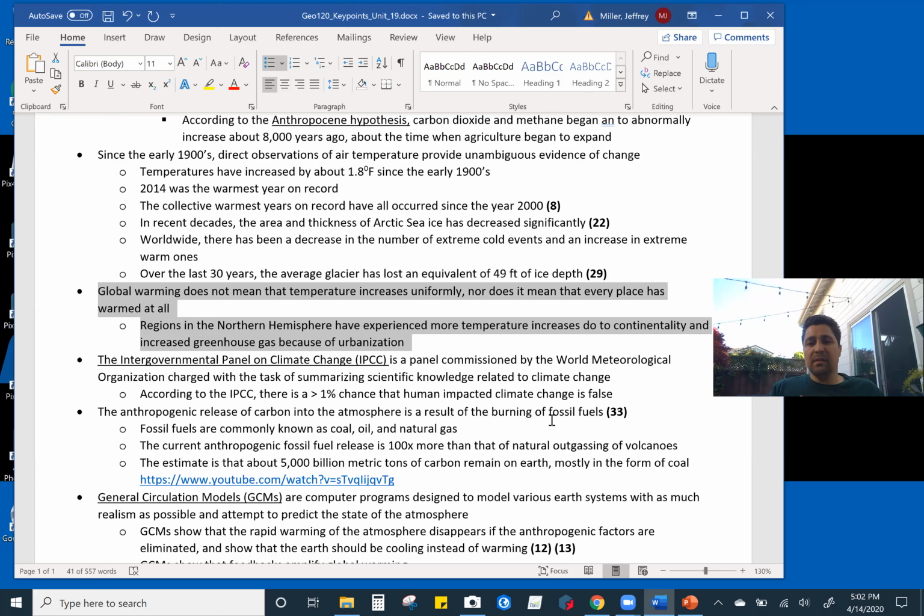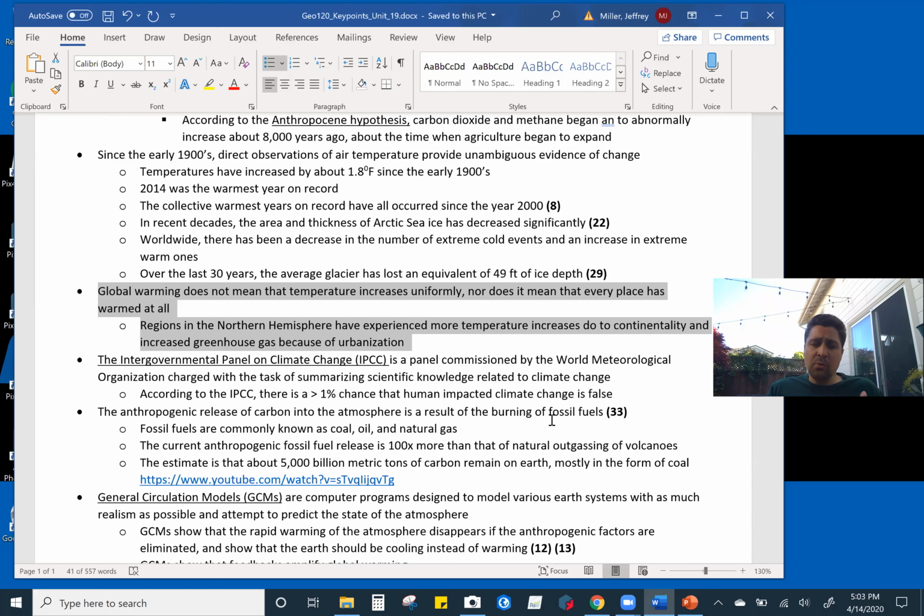So not every single place has warmed. Some places haven't even warmed at all, right? What we're talking about was an average across the entire globe. Some places warmed much more than 1.8 degrees, and some places are much lower than 1.8 degrees change Fahrenheit since the 1900s.